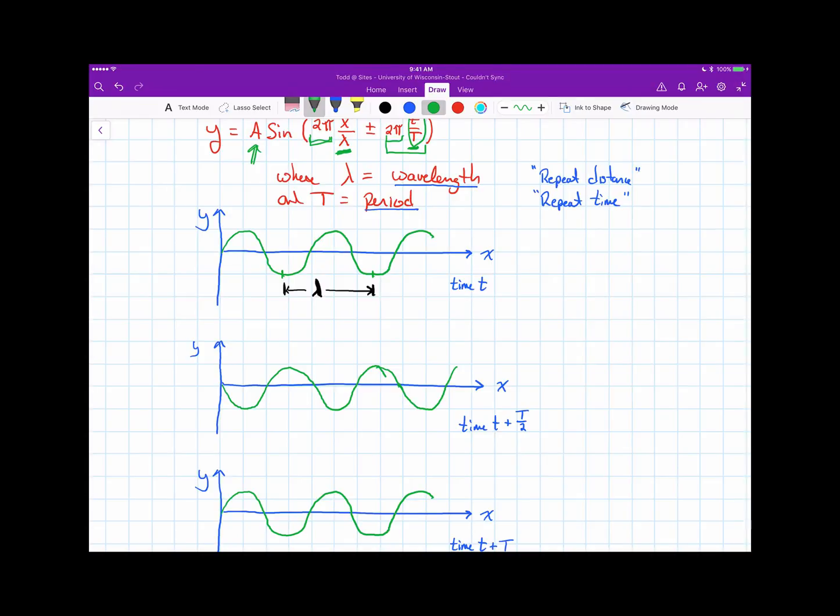We can choose any points. We can choose the trough. We could choose the distance between two peaks. We could choose the distance between these two 0 points. It's always going to be the same distance.